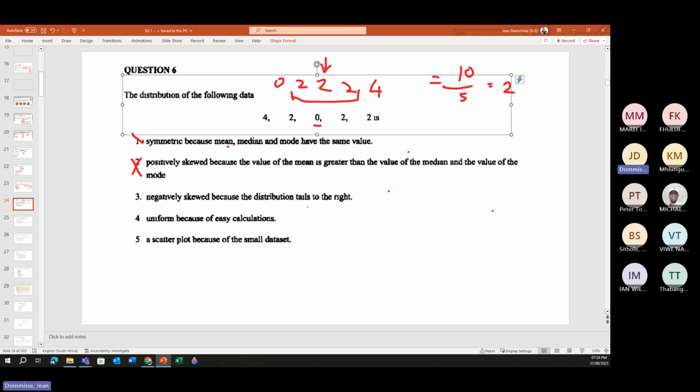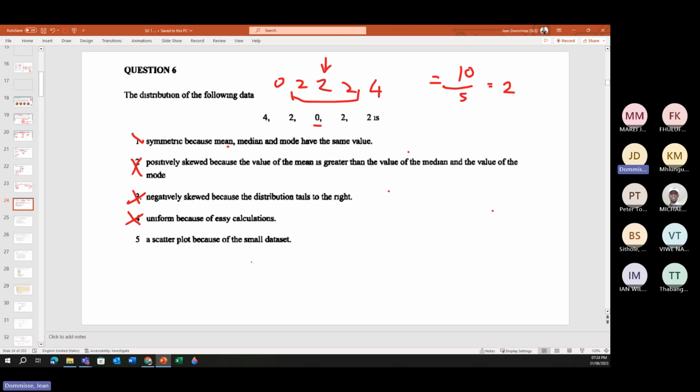Negatively skewed, exactly the same, because it will look like everything goes to the 2 or here is a bump. So if you only look at it like this, you can make that assumption. Okay, uniform because of easy calculations. Don't even know what that means, so definitely not.